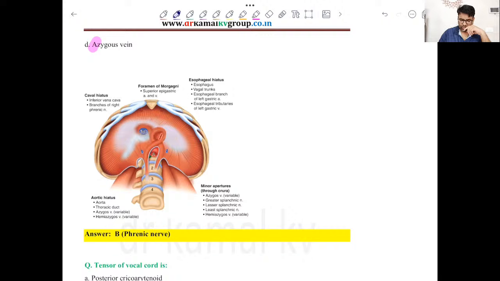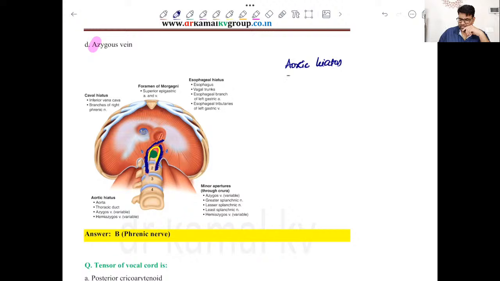And just to show you what is aortic opening, if you can look here, this is the right crus of the diaphragm, this is the left crus of the diaphragm, right? In between the two there is an osteoaponeurotic defect, through which passes the aorta, right? So this is the aorta here. Now this aortic opening is not a true opening. I have just discussed this before.